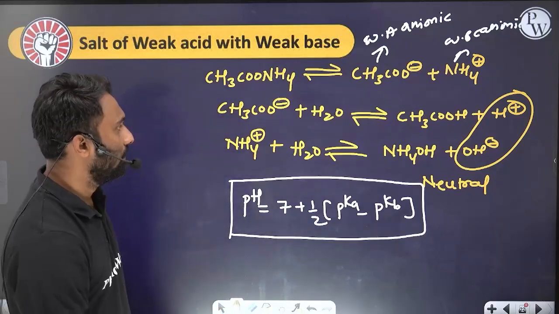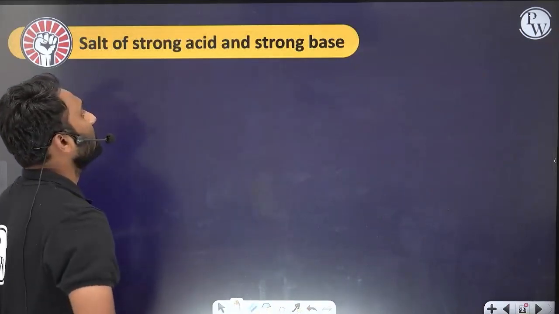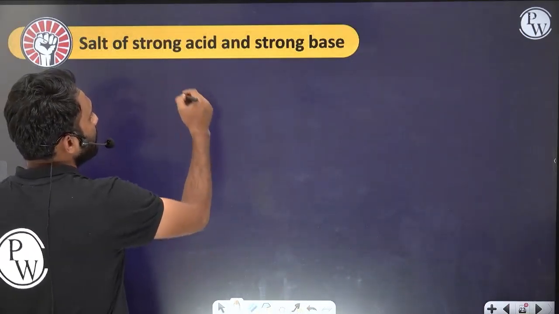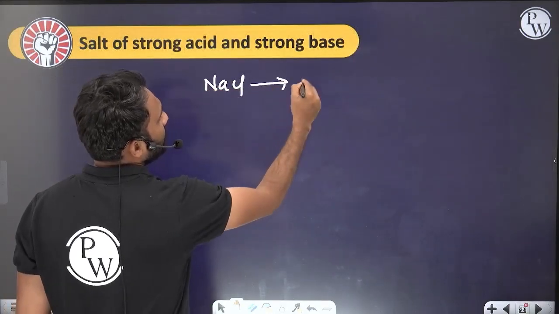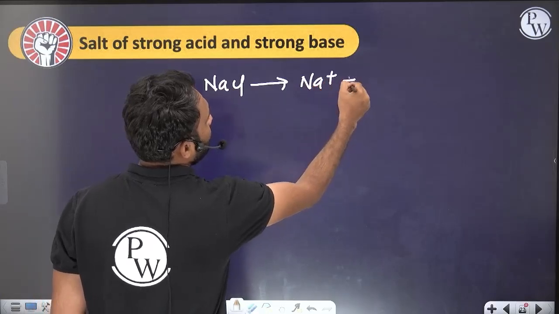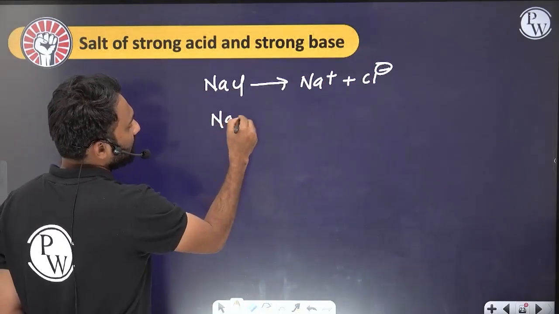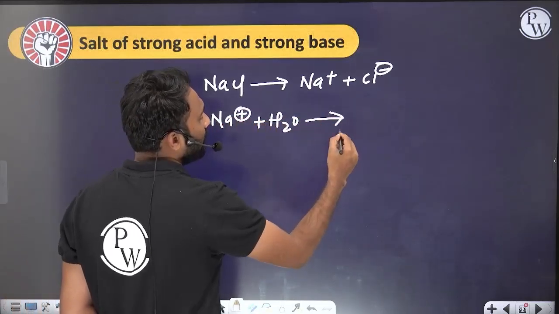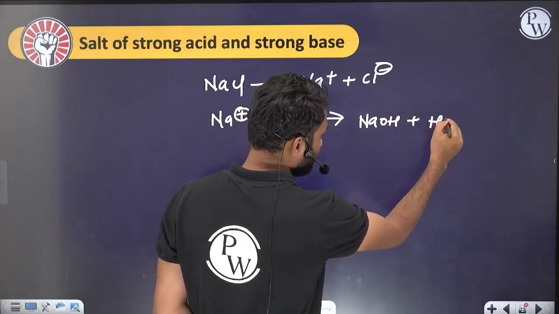Okay. Next, pH for the strong acid and the strong base. The salt of a strong acid and strong base is NaCl. If it dissociates it will give Na plus and Cl minus. Now if this Na plus reacts with the water, what will it form? It will form sodium hydroxide, and H plus will be released, right?